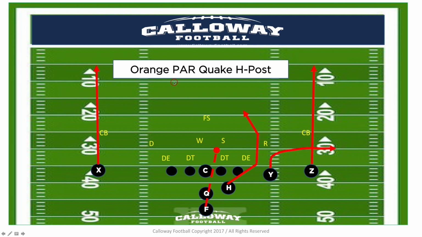Orange par Quake H post. We're using a tag here, so we're telling our H, instead of just giving the run look, we are going to fake the play action right here with the F, but we're telling our H to not stay in and block. We're telling him to release and get into a post route, so we've tagged the H with a post, and again, we're getting a few different options out of the play action game as we run Quake.